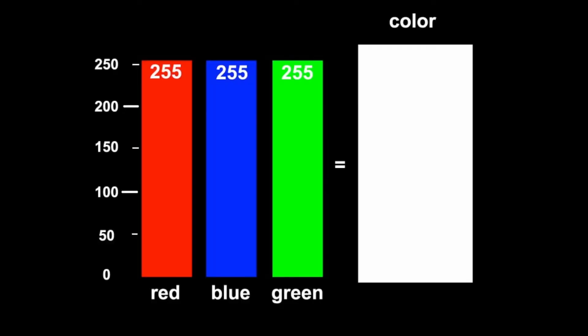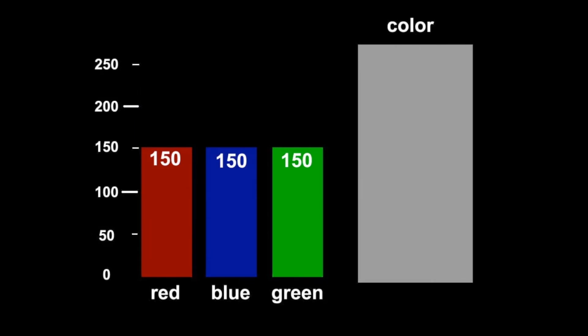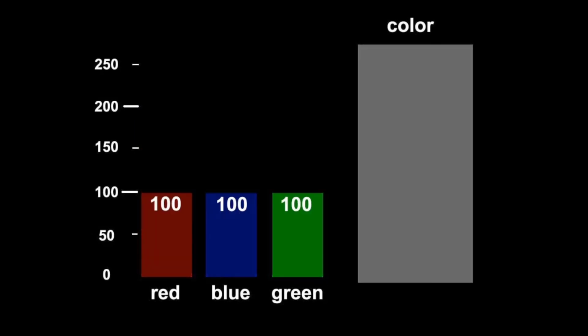Here again, 255, 255, 255 equals white. 200, 200, 200 is this light gray, 150, 150, 150, darker gray, 100, 100, 100, even darker gray. So all 3 of the color channels are outputting at the same number to give you a gray.